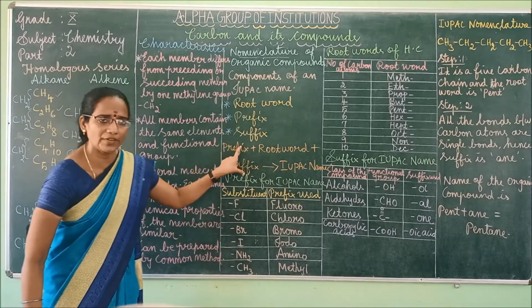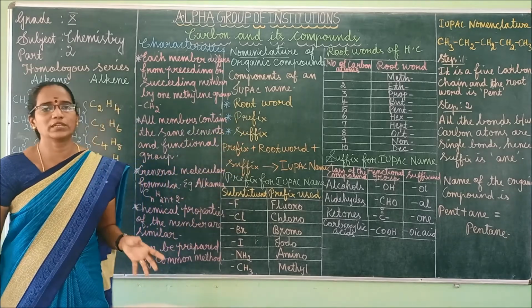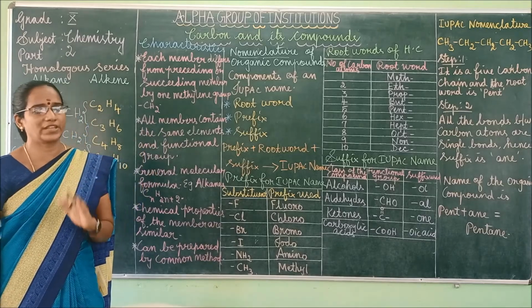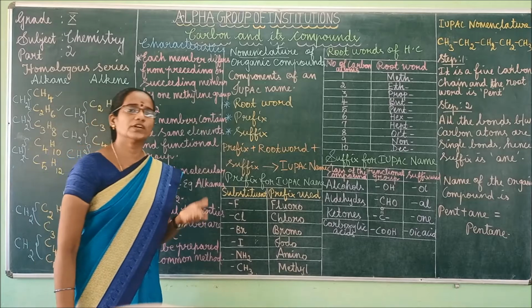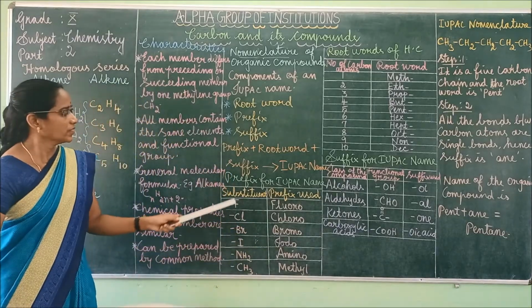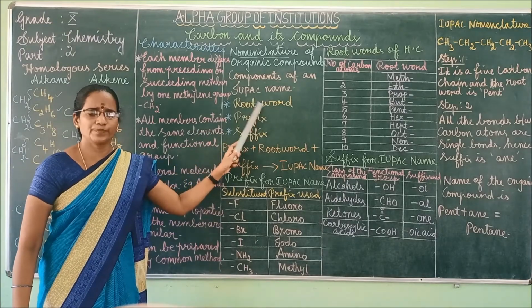This is also very important. Without these three, you cannot name the compound. One is the root word, second is the prefix, and third is the suffix. So first let me discuss the root word.